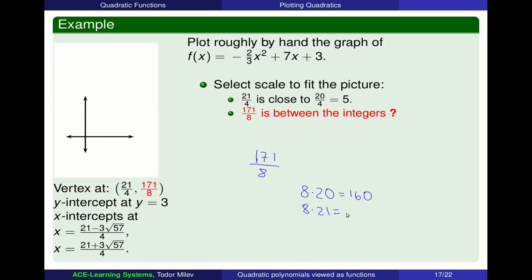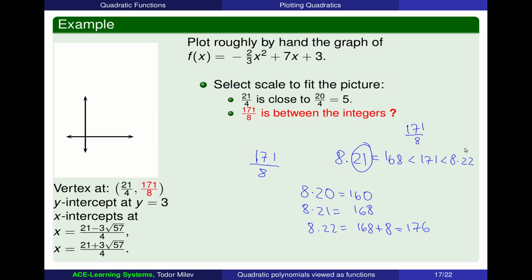8 times 21, that's 160 and another 8, and 8 times 22 is 168 plus another 8, so that's 176. So that means that 8 times 21, which is 168, is less than 171, which is less than 8 times 22, which means that 171 divided by 8 must be between 21 and 22.